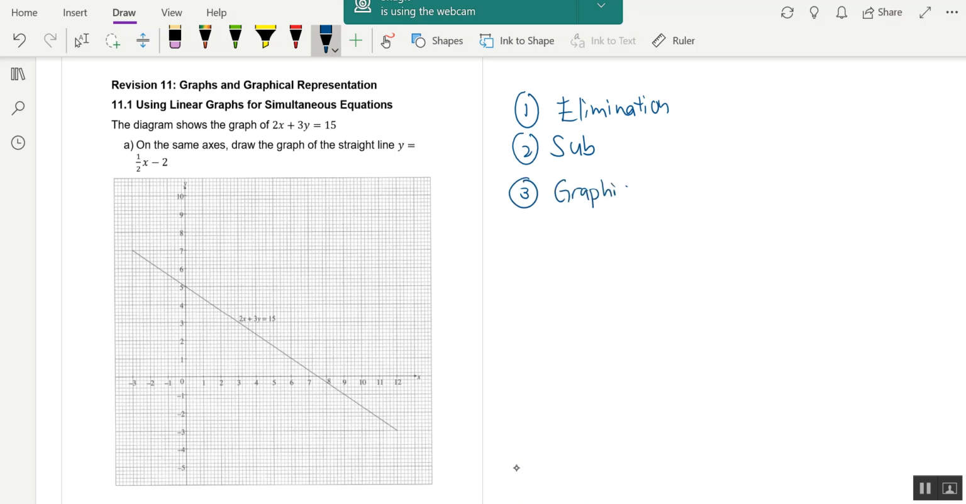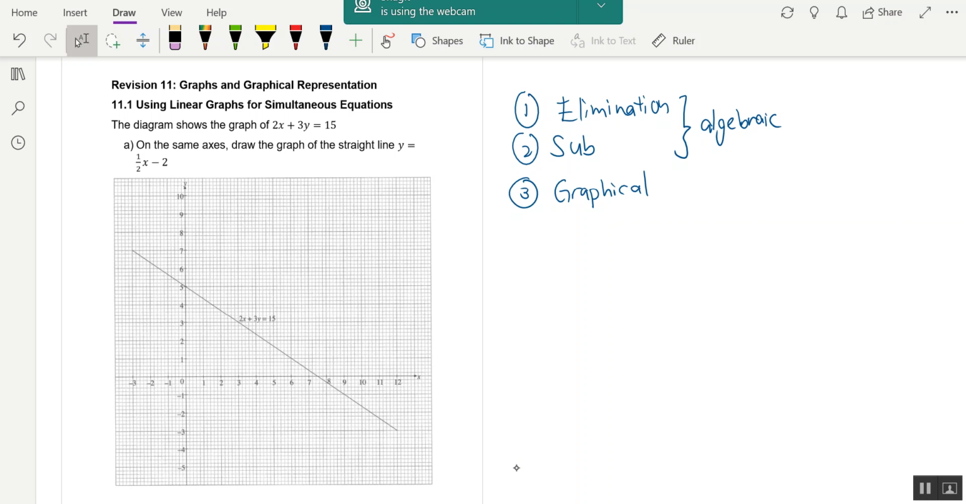When they give you a graph, or when they ask you to use the graph to solve the simultaneous equation, you cannot use your algebraic method to solve it. You can only use the graph. You can use elimination and substitution as a check to see whether your graph is correct or not.